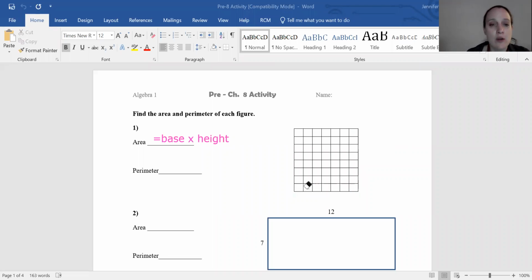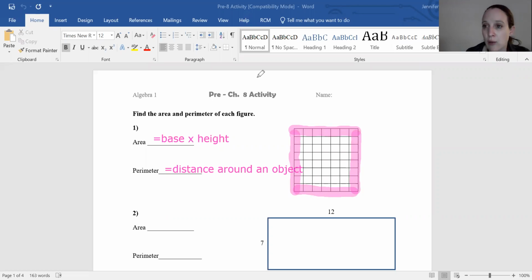All right, let's talk about perimeter. Perimeter is the distance around an object. In this case, it'll be the distance around our rectangle. What you need to be able to do is find this length here plus this length here plus that length there, and finally, that length there.